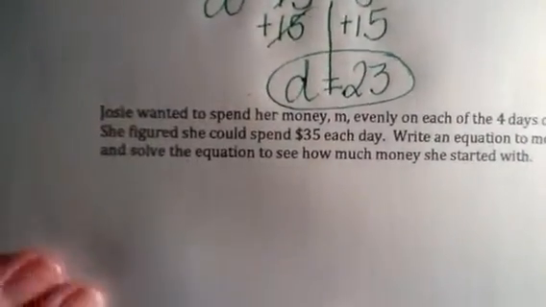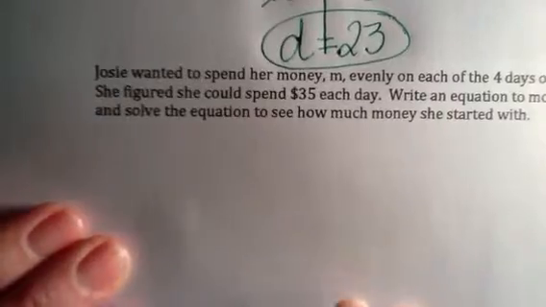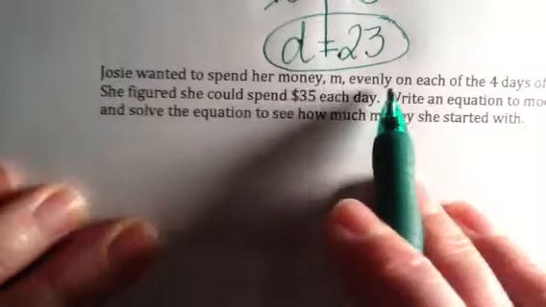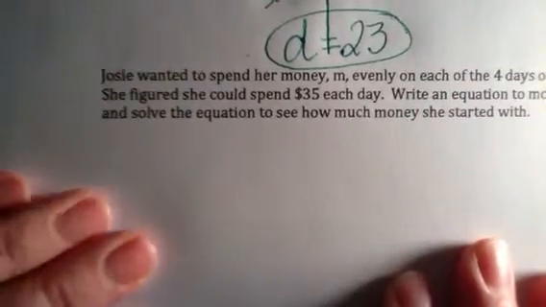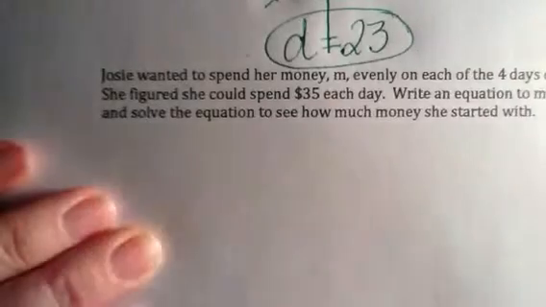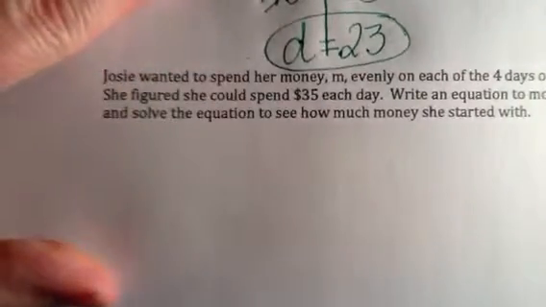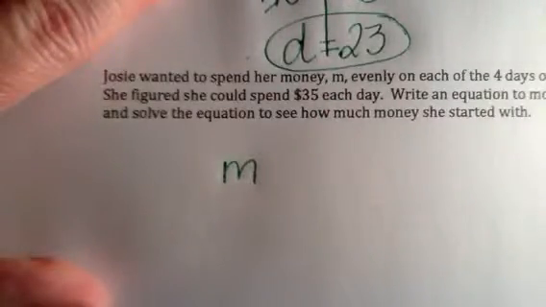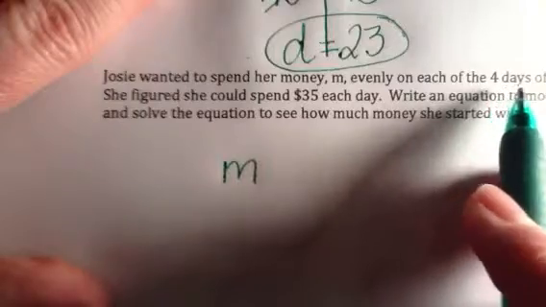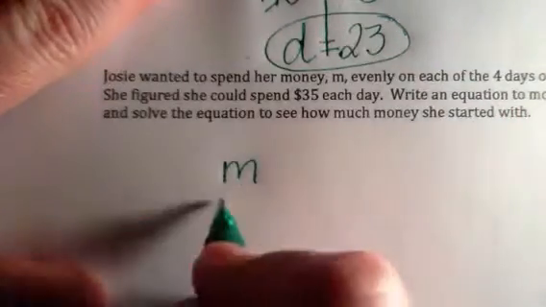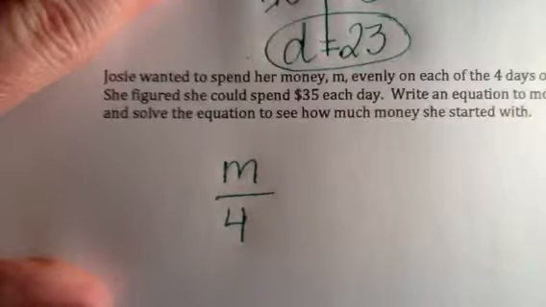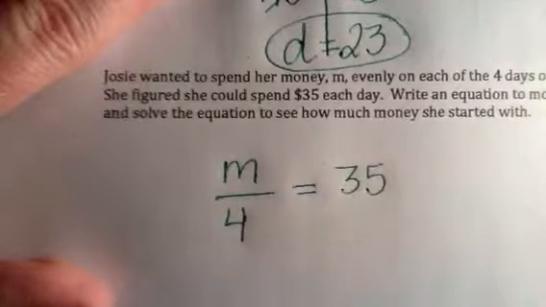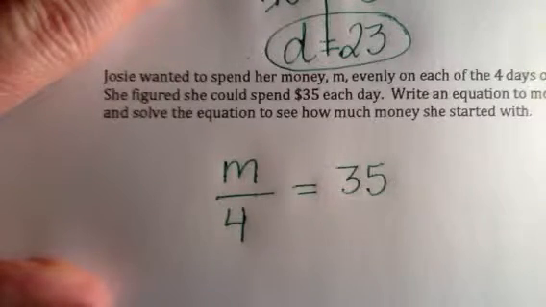And our last problem, before you get working on your own, it says Josie wanted to spend her money, M, evenly on each of the 4 days of her vacation. She figured she could spend $35 each day. Well, in this problem, we'll start with what the problem starts with, Josie's money. So we're going to start with M. She wants to spend it evenly on each of the 4 days. That means she wants to take her money and divide it by 4. And she figured she could spend $35 a day, so that means it would equal 35.